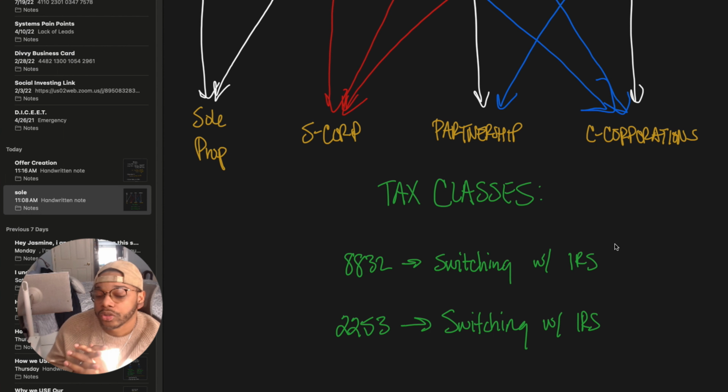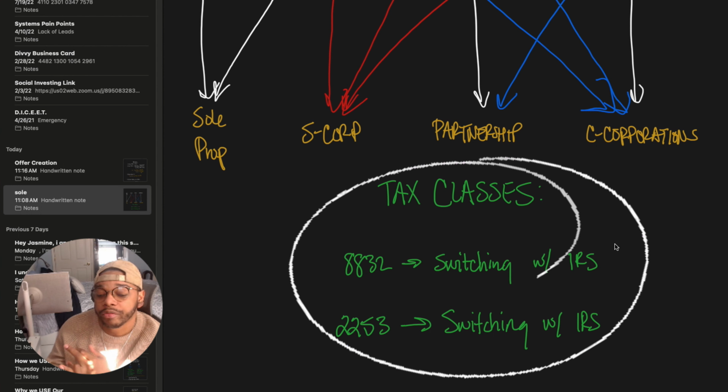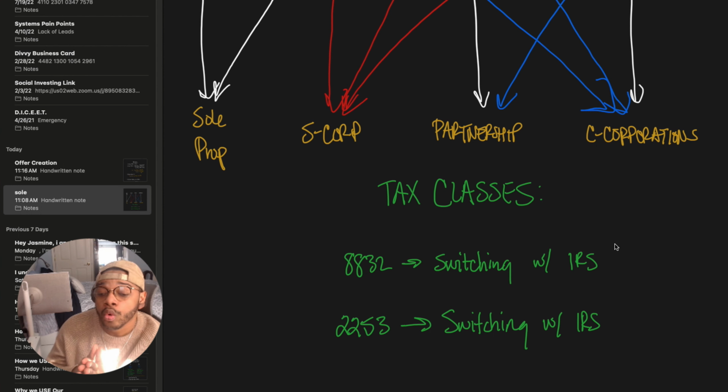All right. So you want to fill out the 8832 form and you want to fill out the 2253 form. Know when to use both. You don't fill out both. You only fill out one or the other. But you want to make sure that you have an understanding of what each of them mean. Like I said, we have CPAs that teach us these things.